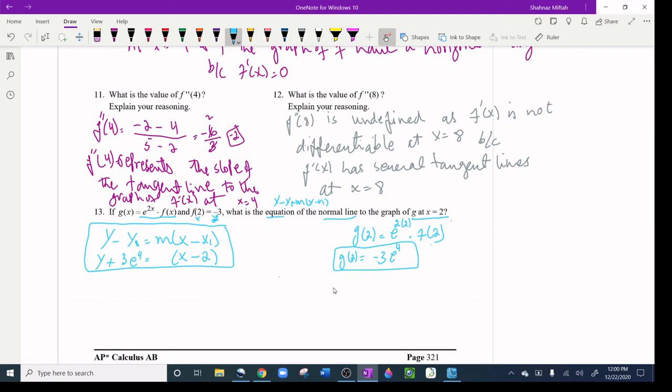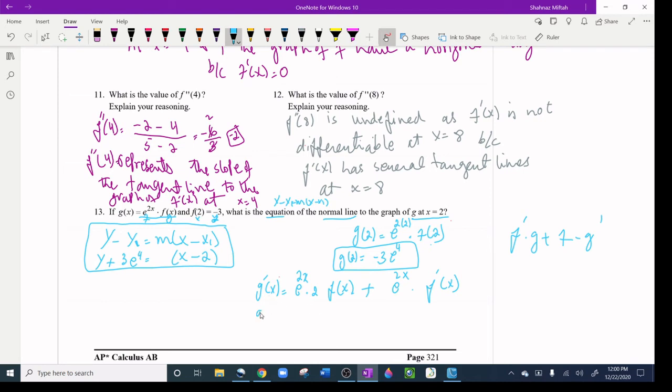Now I'm looking for slope. Slope means I'm taking a derivative. g prime x equals, and that's a product rule. Take the derivative of the first, and this is the formula for the product rule that I always write. Take the derivative of e to the 2x, which is 2, keep the f of x as it is, plus keep the e to the 2x as it is, times the derivative of f, which is f prime x, because we don't know what f prime is. I'm just going to put the prime on it. I don't know that function.